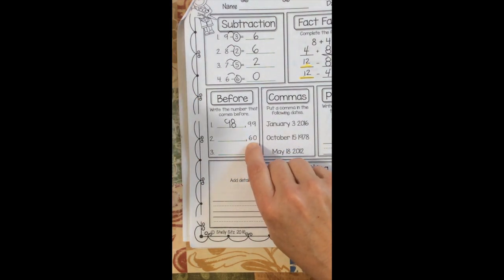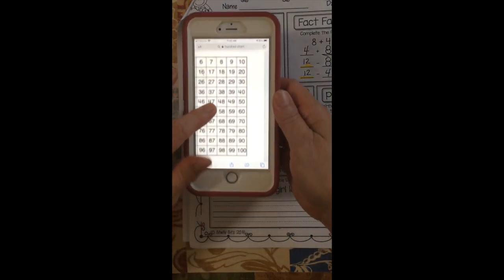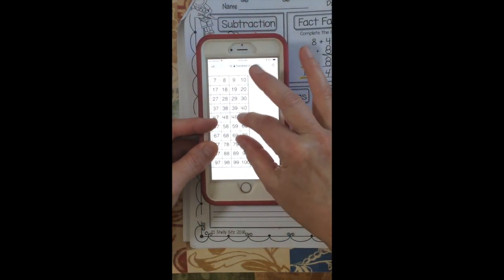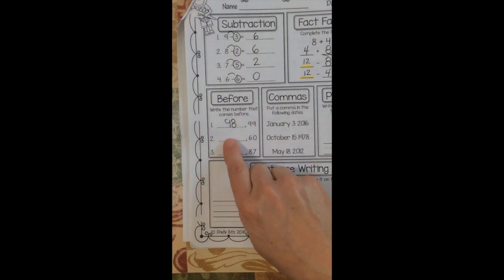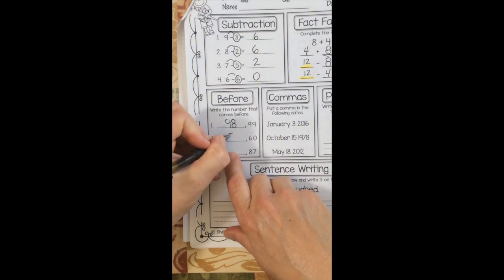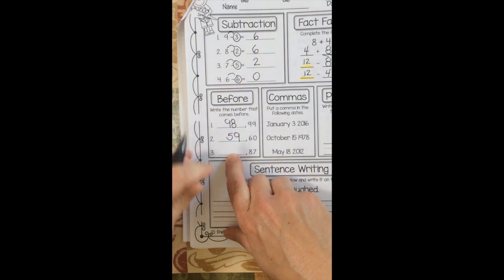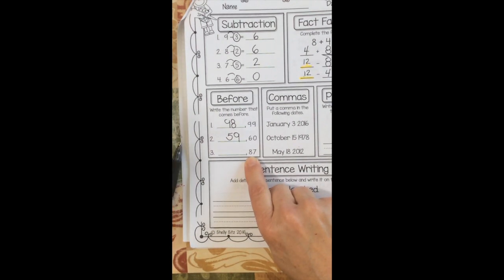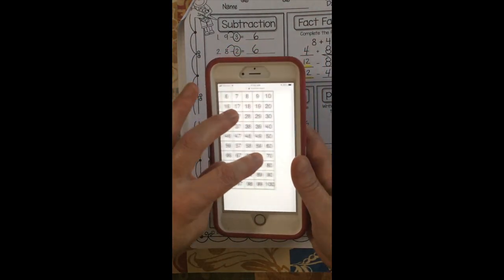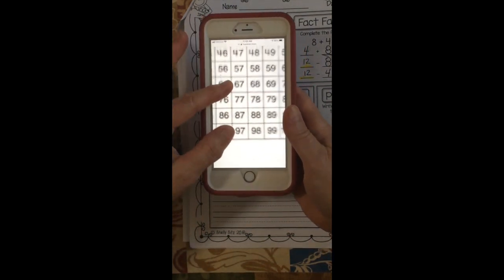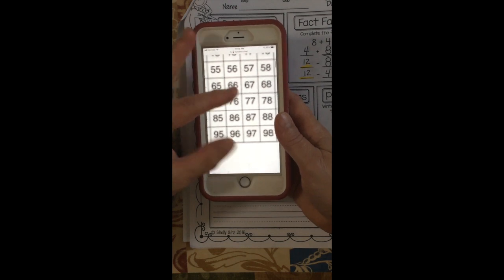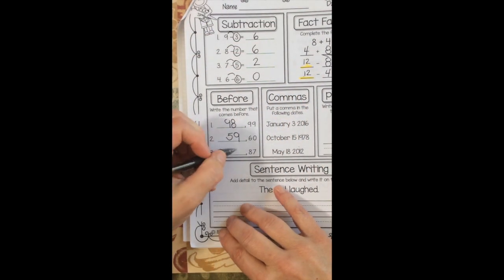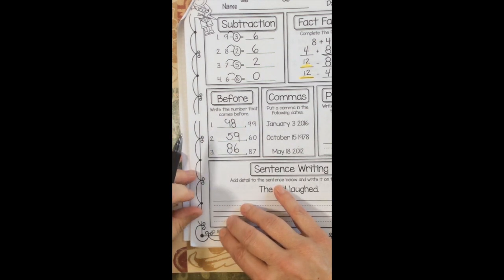Okay, now I'm going to look on my hundreds chart at 60. Here's 60. Before 60 is 59. So I'm going to write 59 right here. Okay, looking on my hundreds chart, 87. So I find 87, and I look on my hundreds chart, and I see before 87 is 86. Okay, so that part is done.